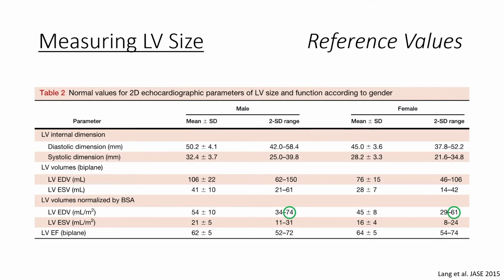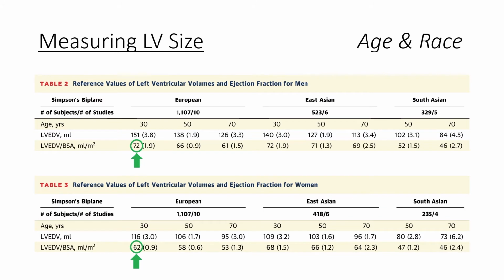And these 74 and 61 cutoffs look quite similar to this study where we had 72 and 62 in European males and women at a young age, 30 years of age. But what's interesting in this study is as we look at older ages, and these are normal healthy people at slightly older ages, we appreciate the significant downtrend in upper reference values for the LV end diastolic volume. So from 72 down to 66 for 50-year-olds, down to 61 for 70-year-olds.